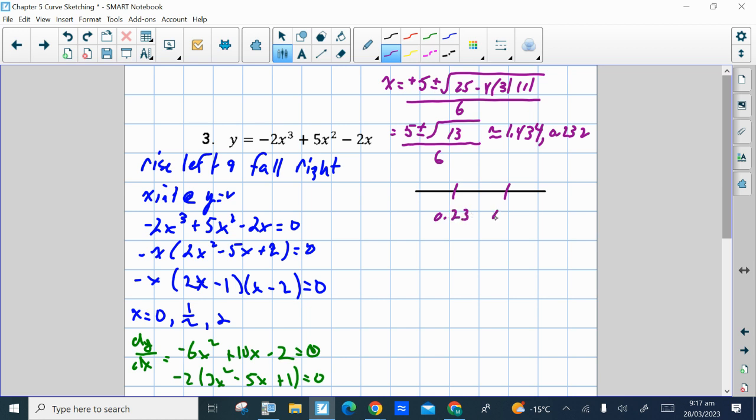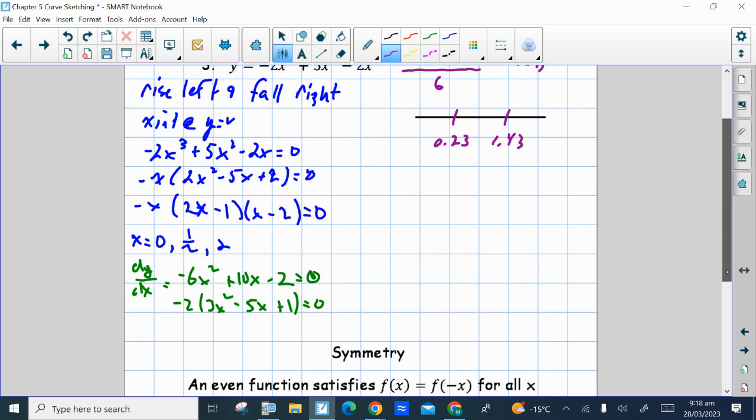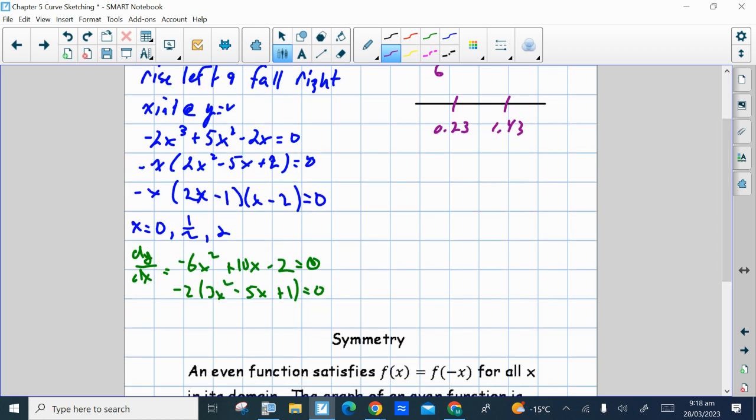0.23 and 1.43. A number to the left of 0.23 would be 0. And when we look at the value of the derivative, it's going to be negative 2 when x is 0, which means the function is decreasing. And that again matches what we said about rising to the left. So the function has to be decreasing in that first interval.